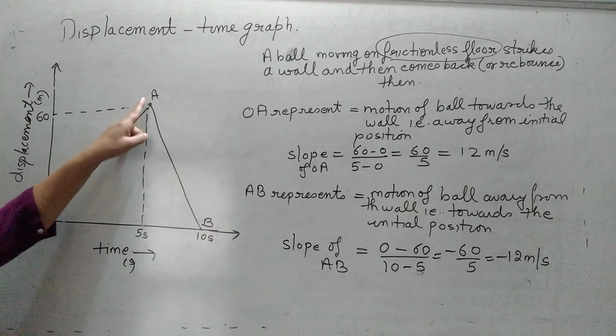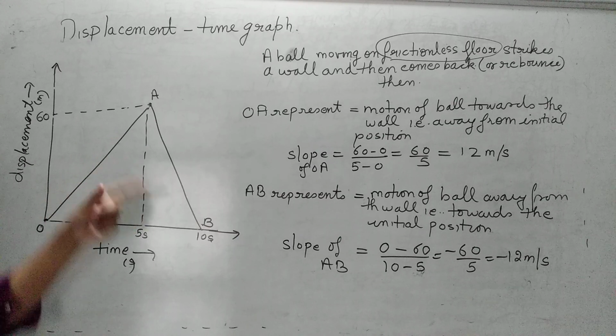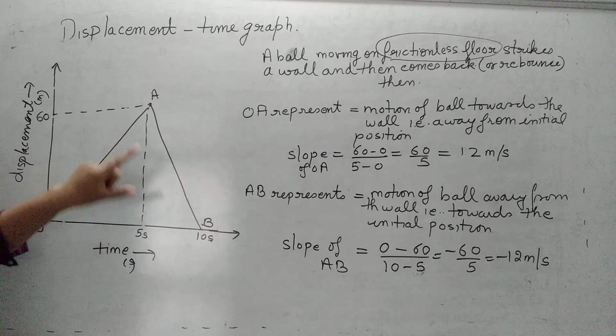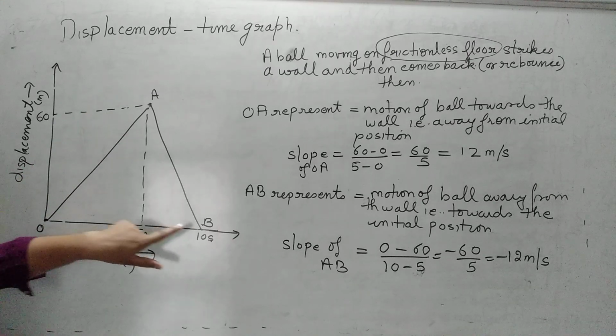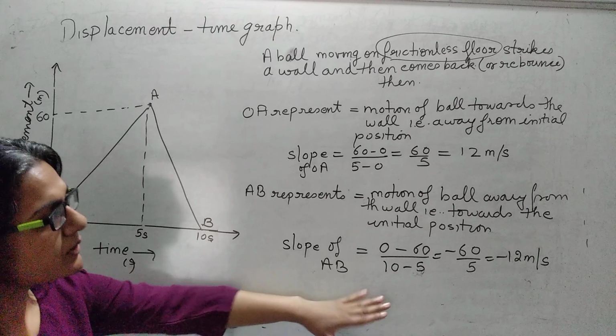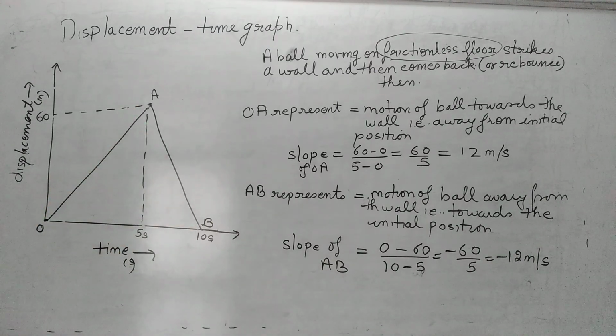Slope के लिए एक right angle triangle बनाओ. Slope होता है vertical distance over horizontal distance. Vertical कैसे लेंगे? Always final minus initial. जो final पे जो value है minus initial. That gives us the slope. So this is the graph for the backward motion.